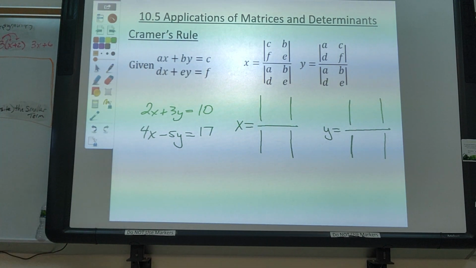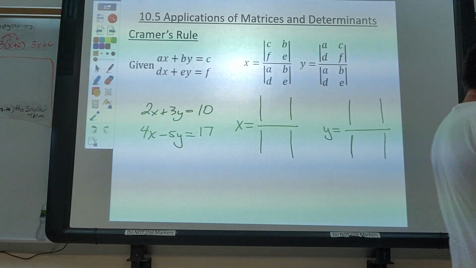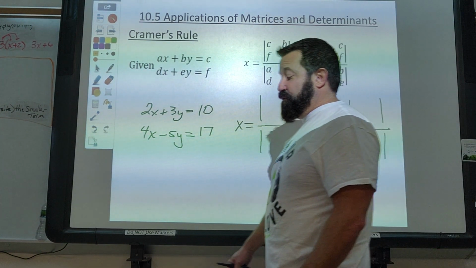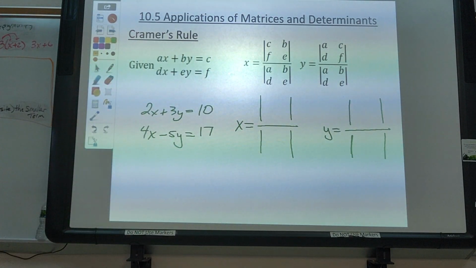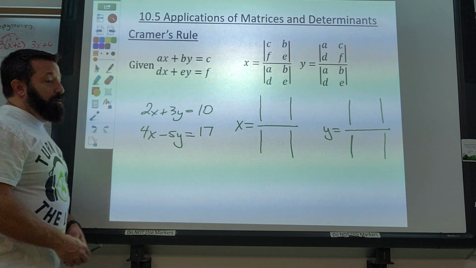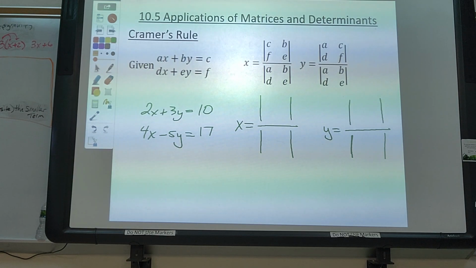So this is section 10.5, applications of matrices and determinants. We've talked about how to do different things with matrices, like inverse matrices and determinants of matrices. I don't know why I didn't throw inverse in there, because that's going to come up in this section as well. But what I needed to show you now is how to use some determinants to do something called Cramer's rule.